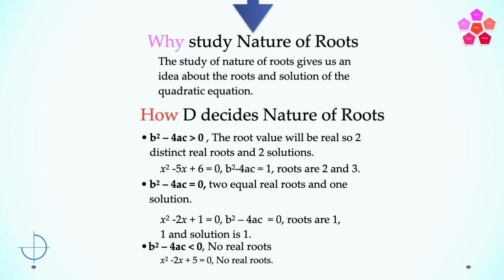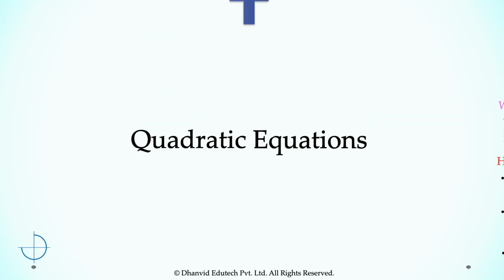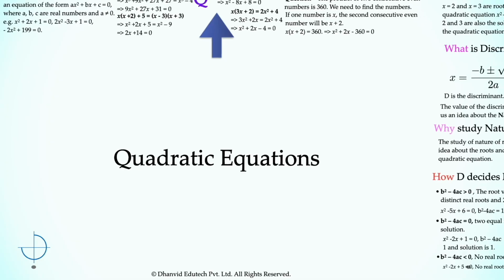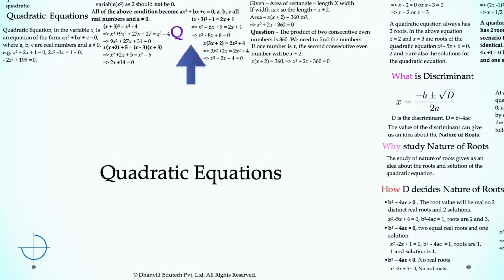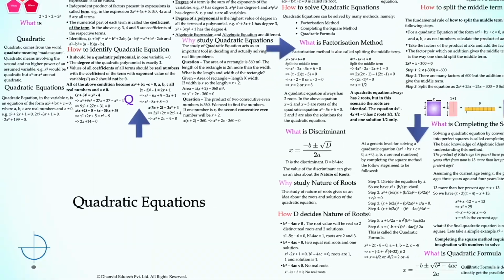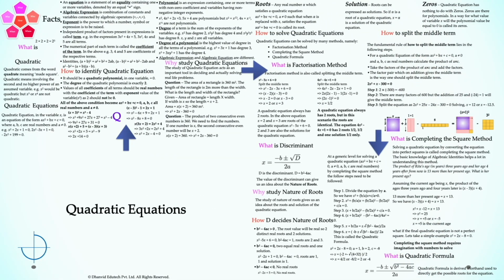This brings us to the conclusion of a very important chapter, quadratic equations. We made a journey from identification to solving to understanding the nature of roots of a quadratic equation. I will leave you with the pointer that we discussed about quadratic equations: a quadratic equation has two and only two roots, but may have one or two solutions, and zeros are for polynomials.